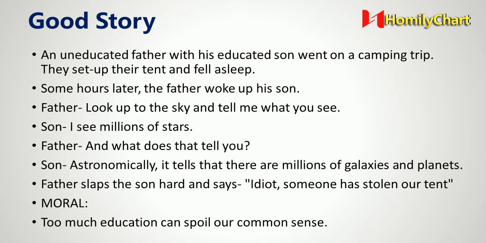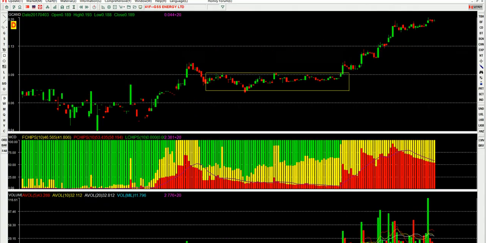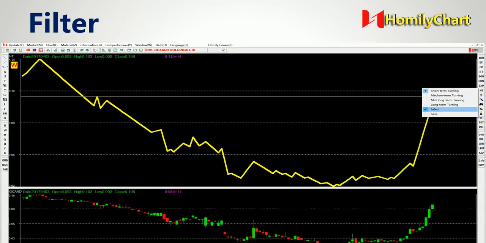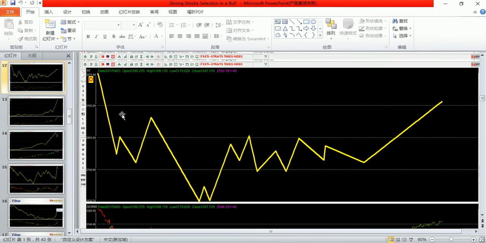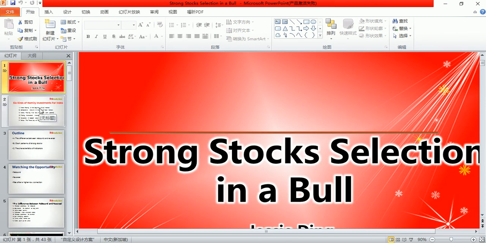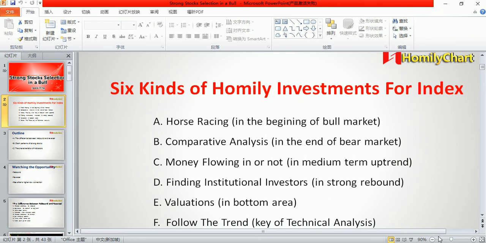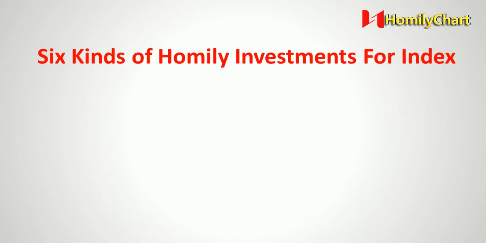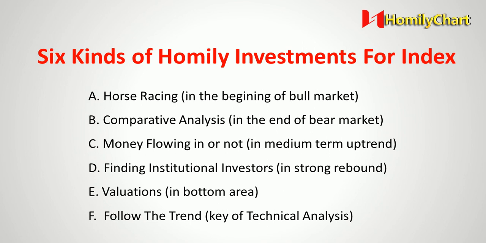So let's review the course. You should remember the important things. What are the important things? Today, I already taught you how to find strong stocks, how to select the strong stocks in the board. The first one you should remember, six kinds of homely investment for index, okay? So you should remember this one is important. So in the beginning of bull market, in the end of bear market, in medium-term uptrend, or in strong rebound in bottom area, and what is the key option analysis, technical analysis.